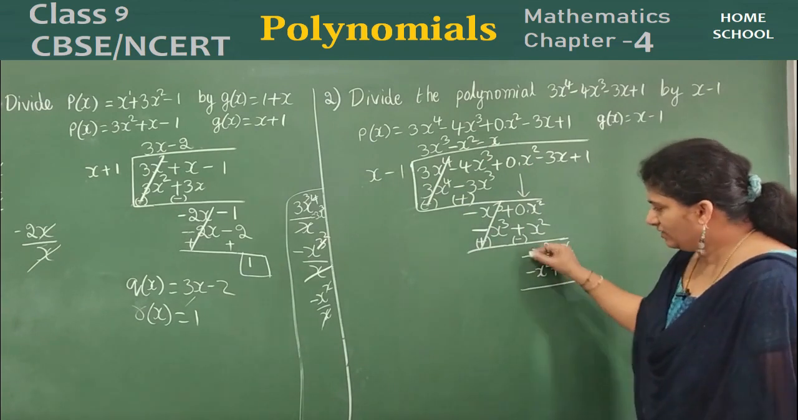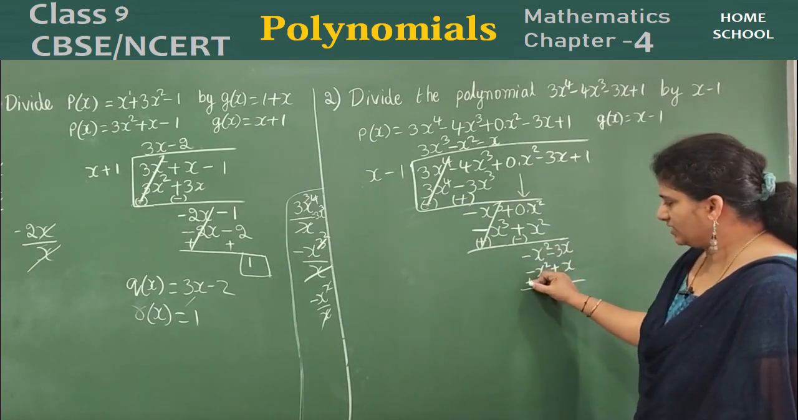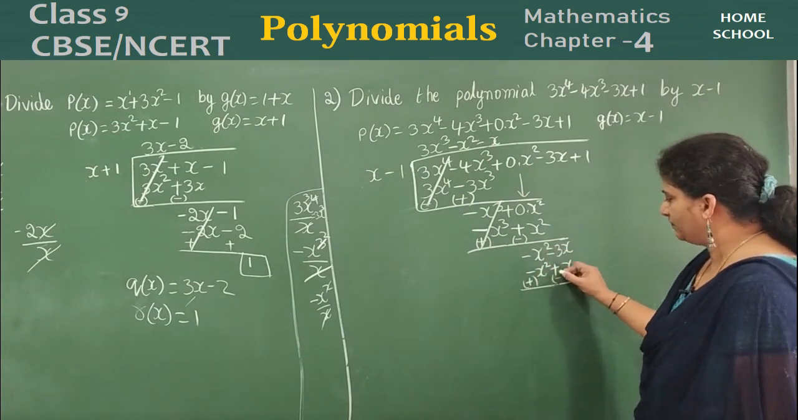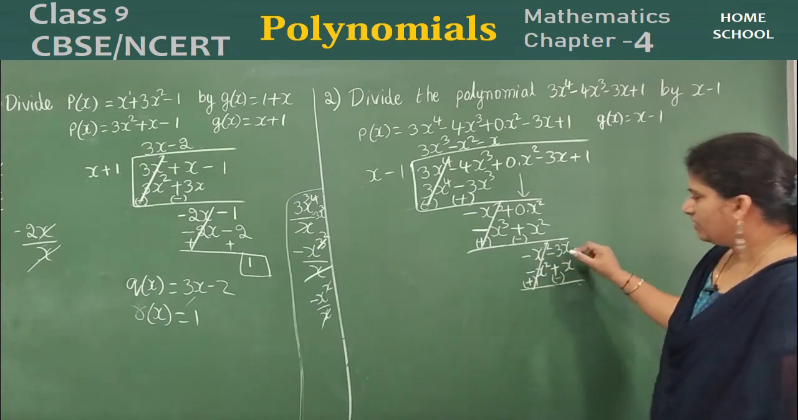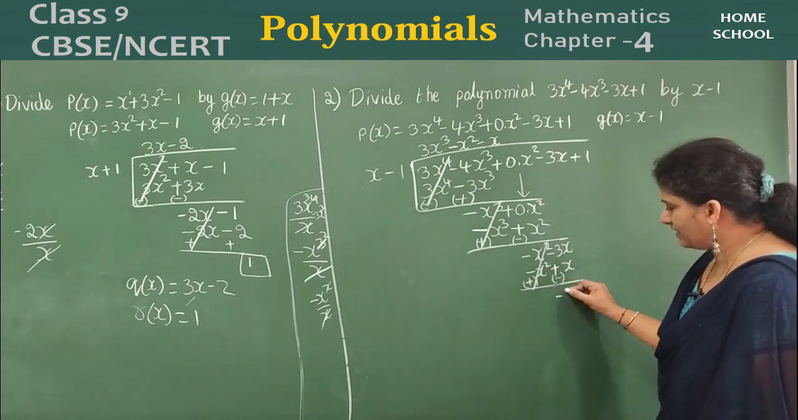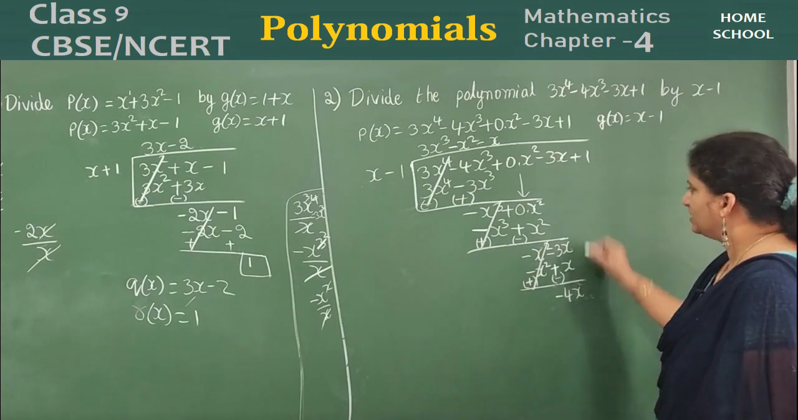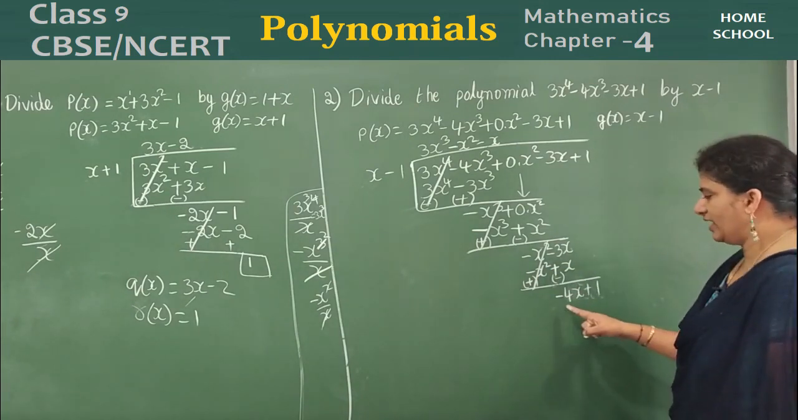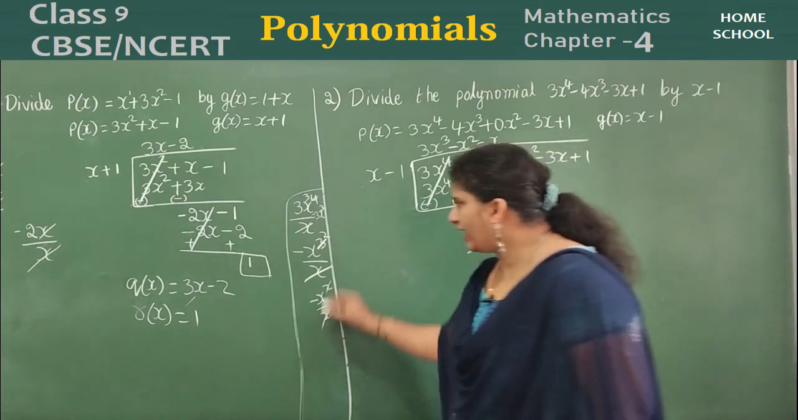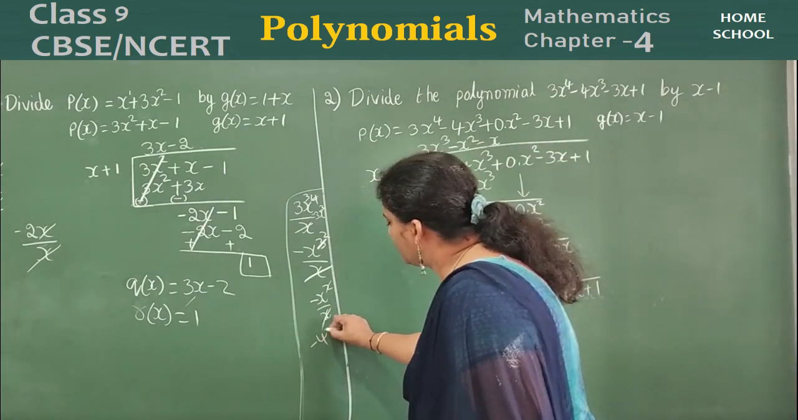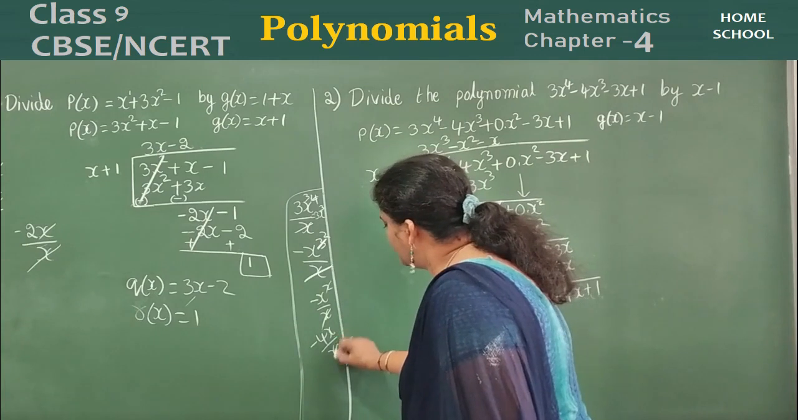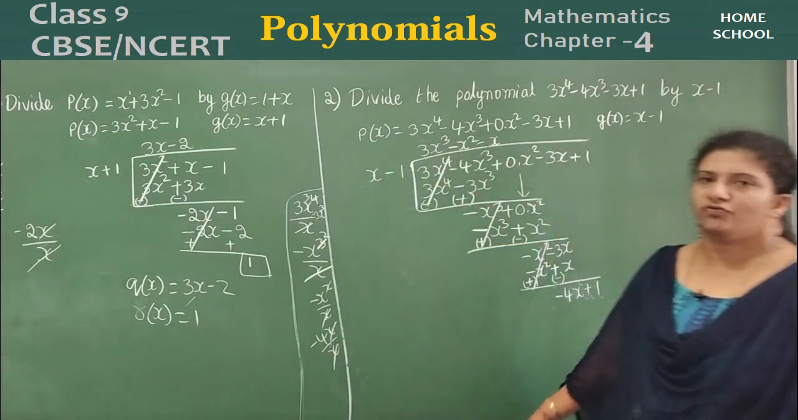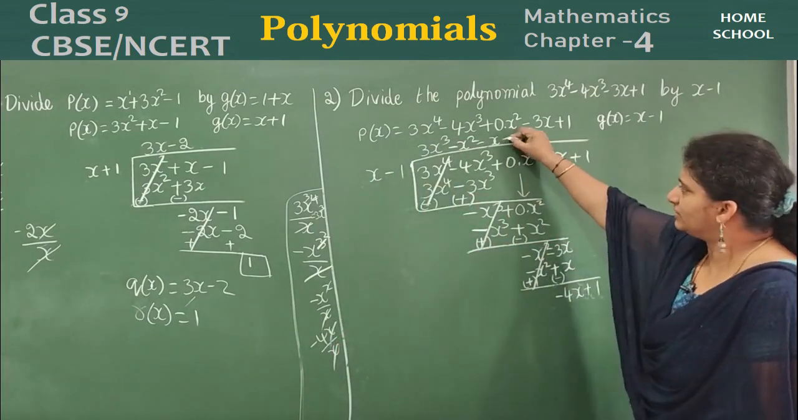Now again, both are minus. So again subtract, change sign. Cancel. Minus 3x minus x will be minus 4x. Drag the number down. Okay. So now again, minus 4x. Minus 4x by x, it will be minus 4. That minus 4, write it here.